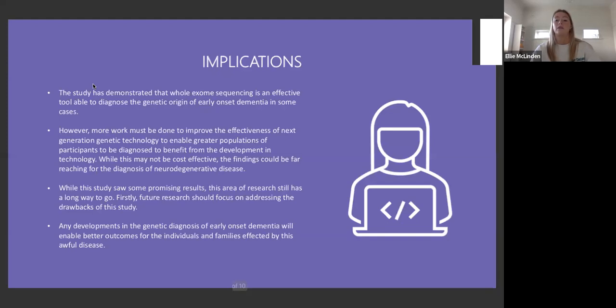While this may not be cost effective, the findings could be far-reaching for the diagnosis of neurodegenerative disease. While this study saw some promising results, this area of research still has a long way to go. Firstly, future research could focus on addressing the drawbacks of the study presented today. Any developments in the genetic diagnosis of early onset dementia will enable better outcomes for the individuals and families affected by this unpleasant neurodegenerative disease.